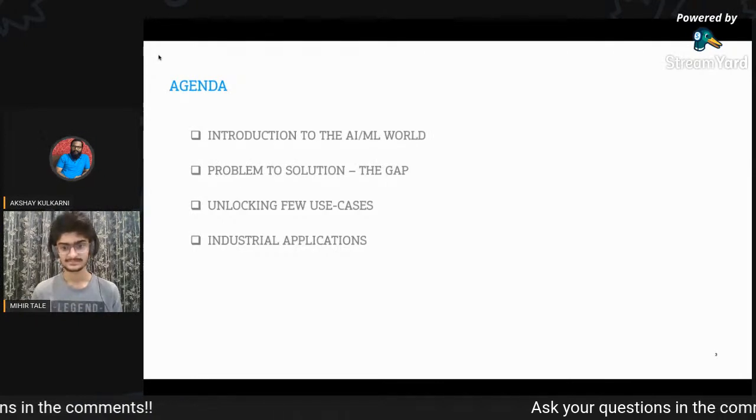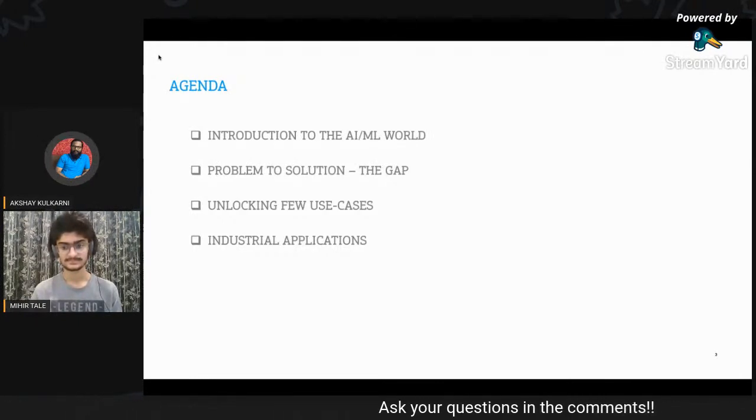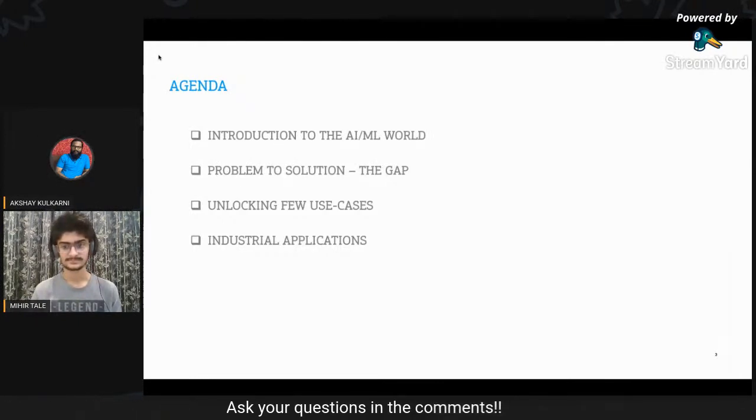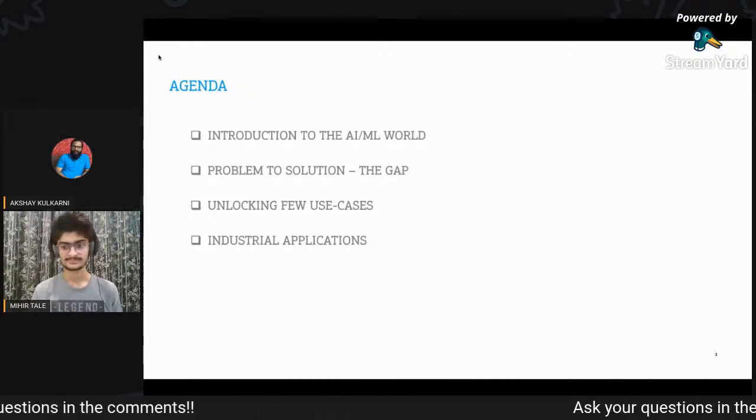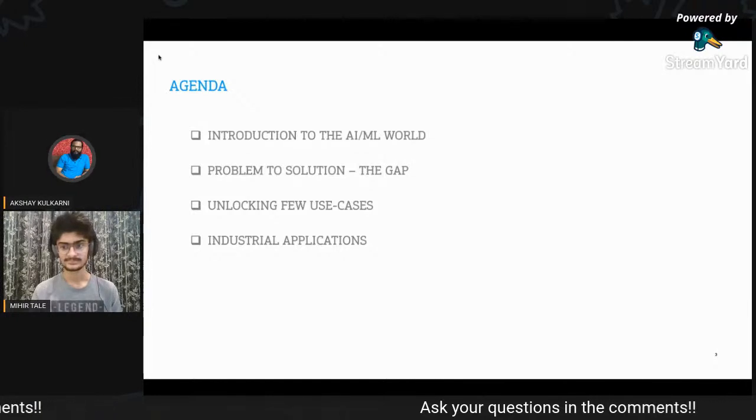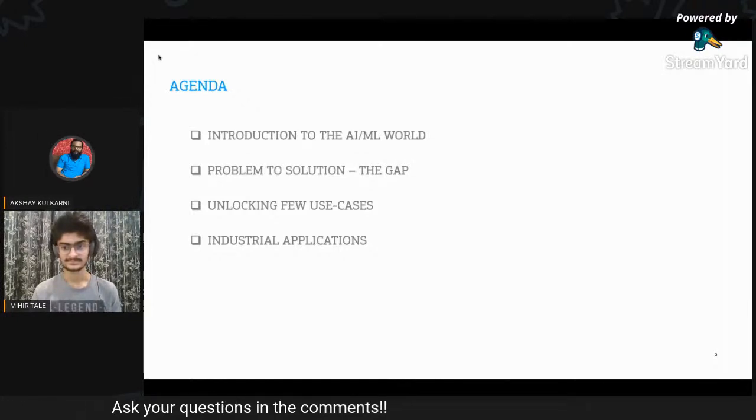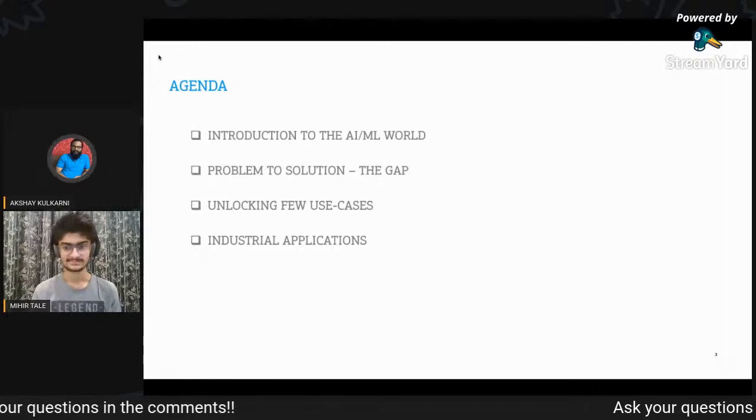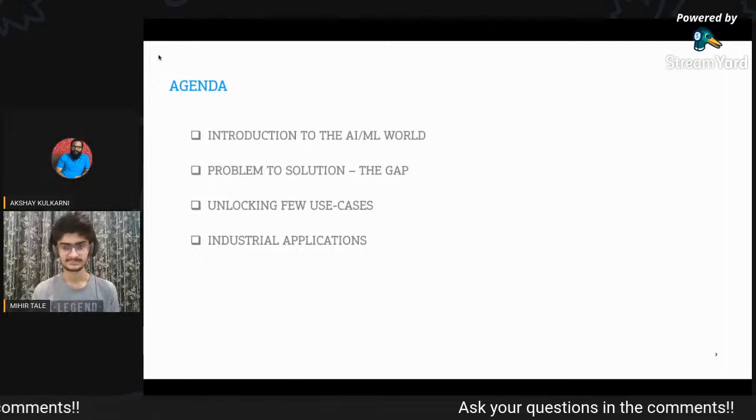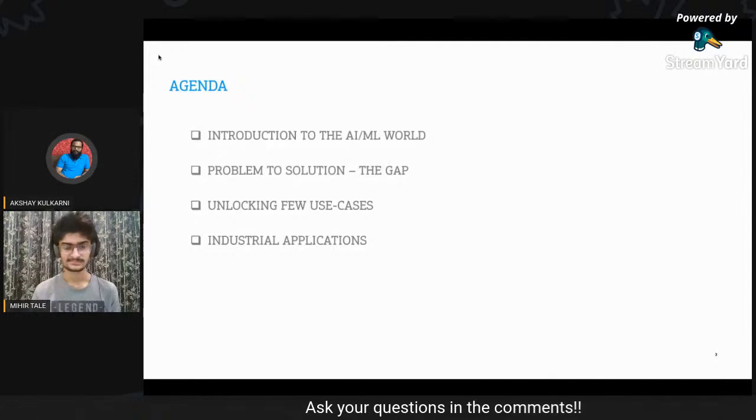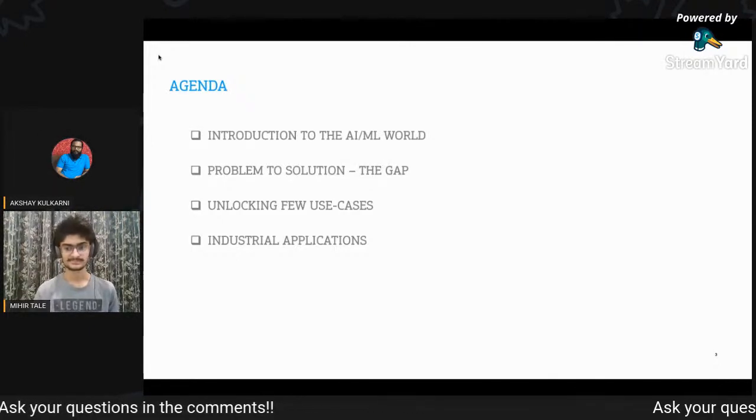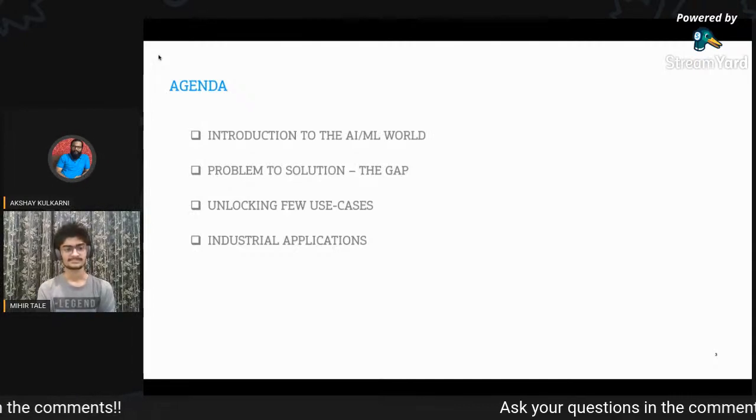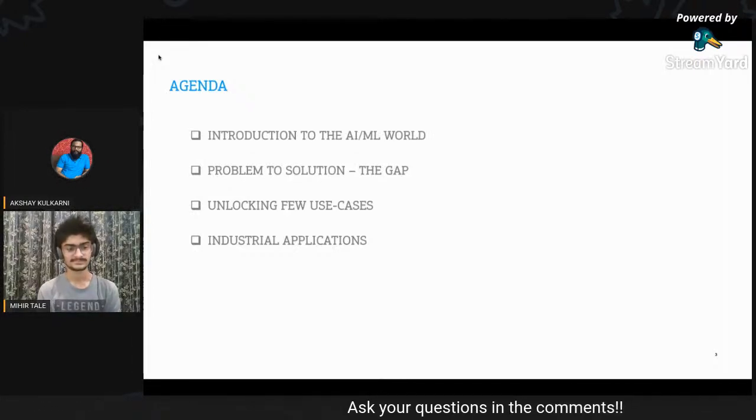Right. So probably for people who are new to the AI and ML world, I'll just try to give an introduction: what it is, how it is, and how it's growing. Then we will get on to the important focus area for today, which is problem to solution, the gap. I'm trying to build a bridge here, wherein you are implementing and learning a lot of things around machine learning and deep learning.